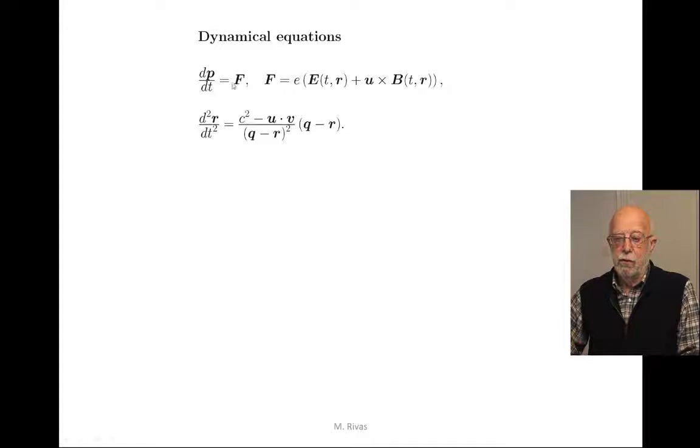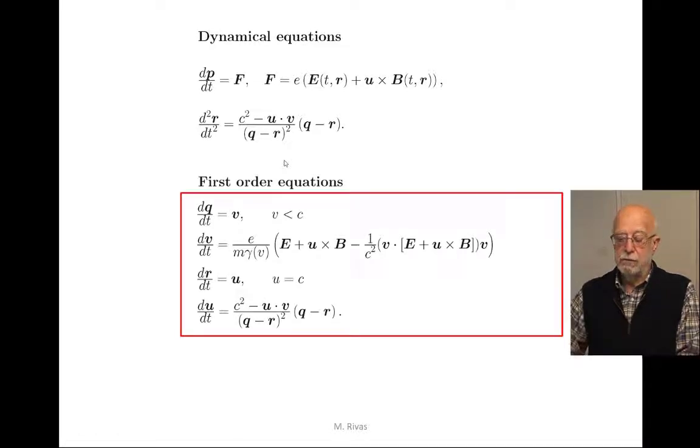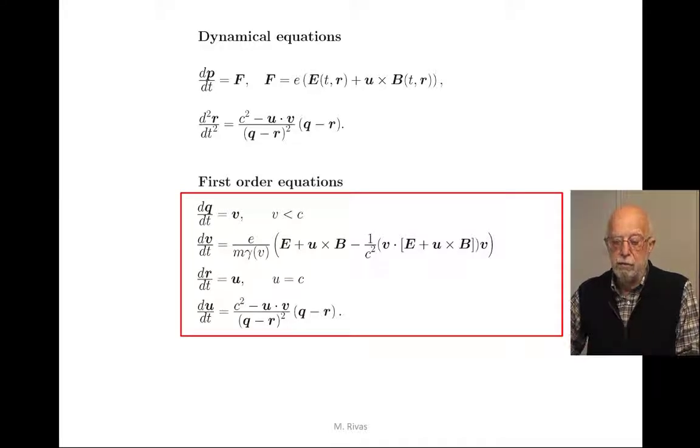Now, as before, if I take the time derivative and put on the left-hand side the lowest order derivatives to produce first order differential equations, what we obtain are these. This is a system of 12 ordinary differential equations for the 12 variables Q, V, R, and U. The only difference is that this V is always below C. However, this U is always C.